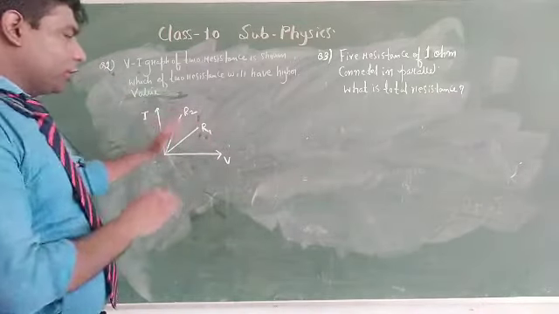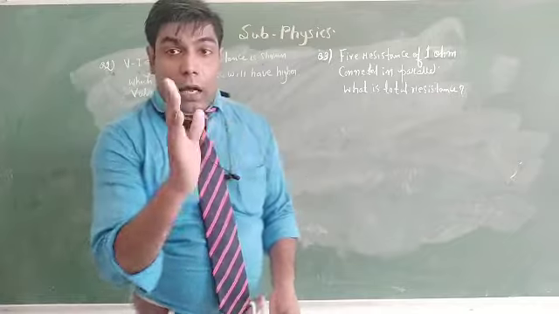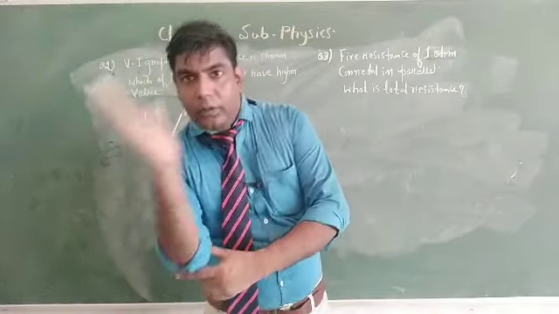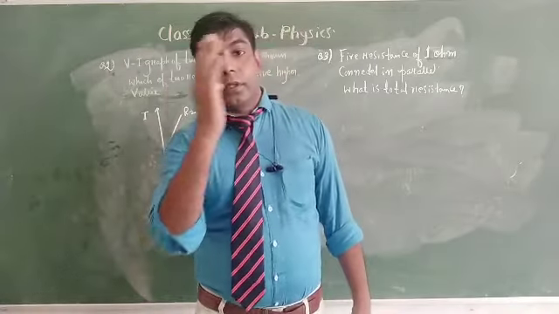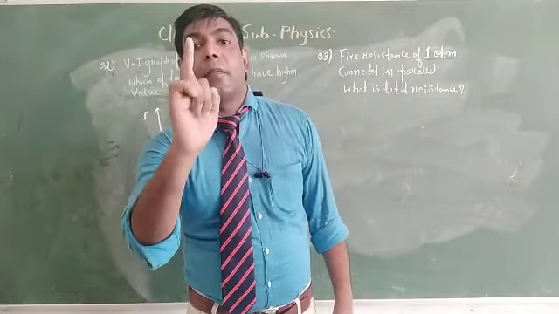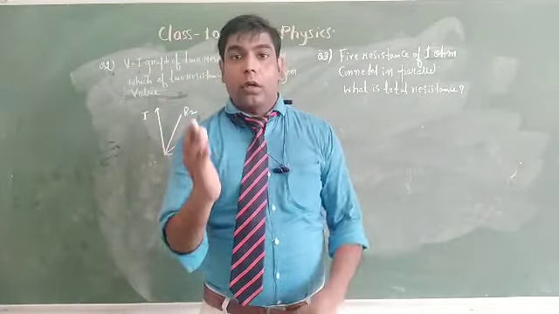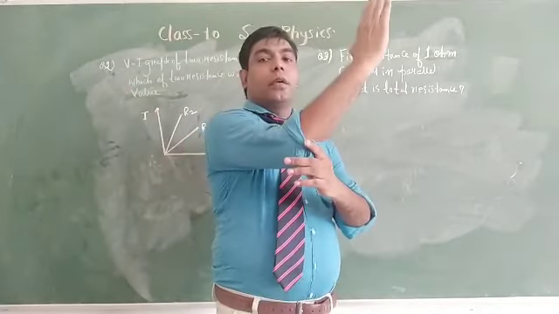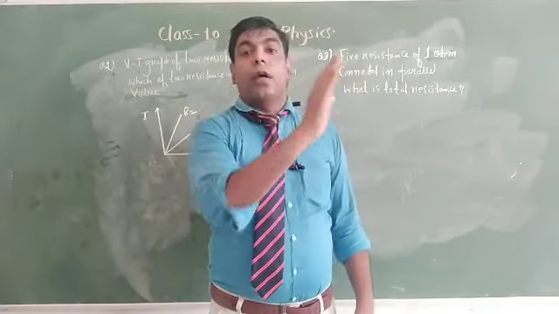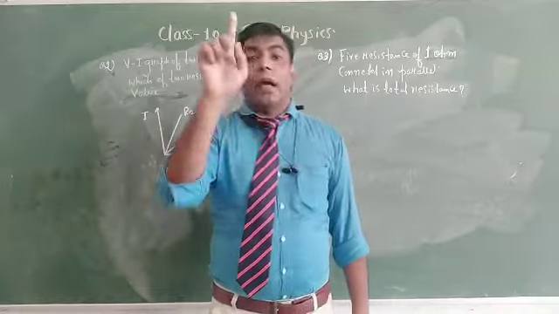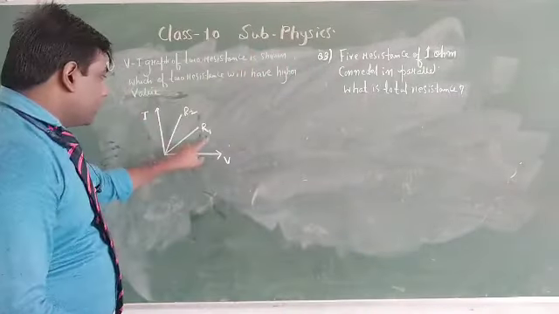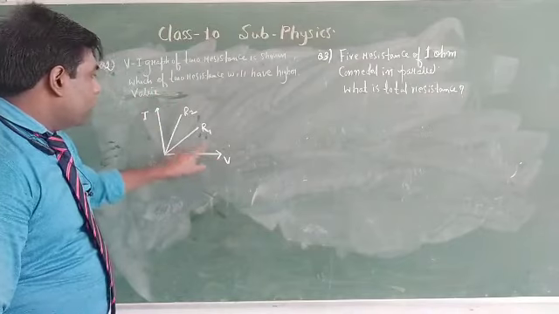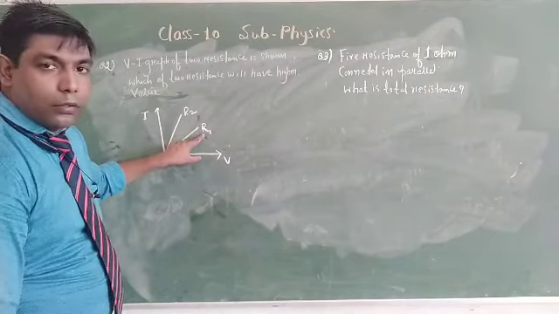So remember, if this type of graph is given, the graph which will be nearer to the V axis will have more resistance, or the graph which will be far away from the I axis. See, R1 is nearer to V, or it is far away from the I.